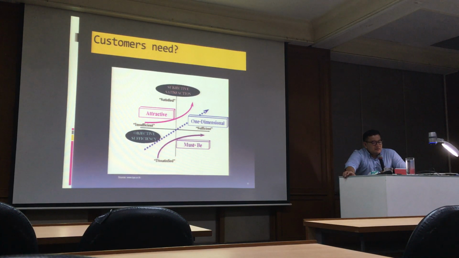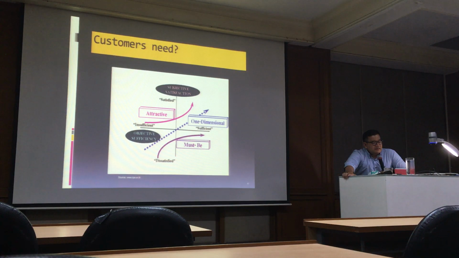But if you do not improve on the needs of the customer, in the future the graph is going to change to one-dimensional. So it means that if you have insufficient, the customer will be unhappy. But if you have it sufficient, the customer is going to be happy. So it's like getting spoiled, right? If you don't have it, they are unhappy. If you have it, they are happy, something like that.